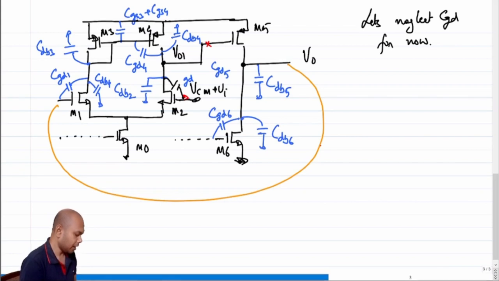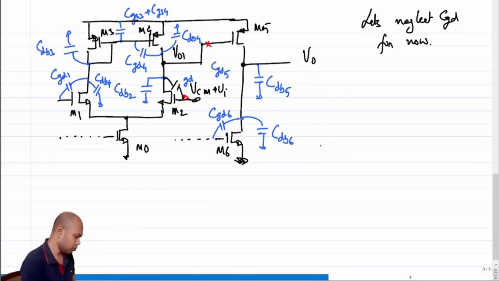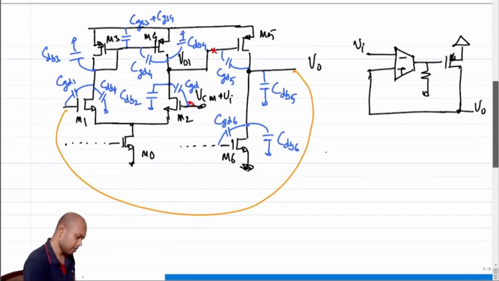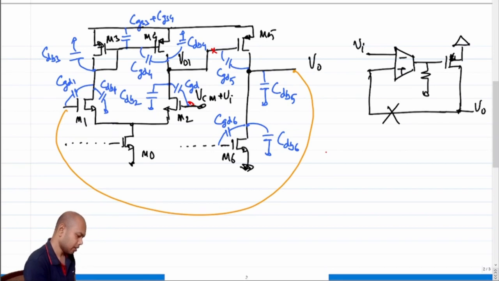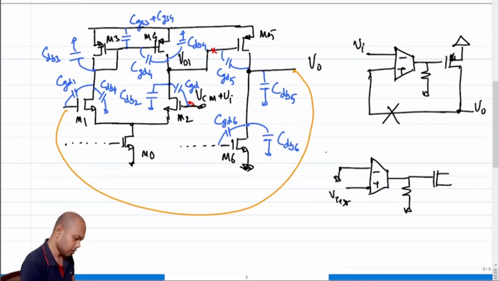So when we are doing a loop gain analysis, what are we doing? We are breaking the loop. We are applying a test input, and finding out the return voltage, right? So where should I break the loop? I broke the loop here. In this sense, where should I break the loop? I can break the loop here, right? I can break the loop there and add a test voltage, Vtest, and observe the return voltage, right? So that's what we are going to do.